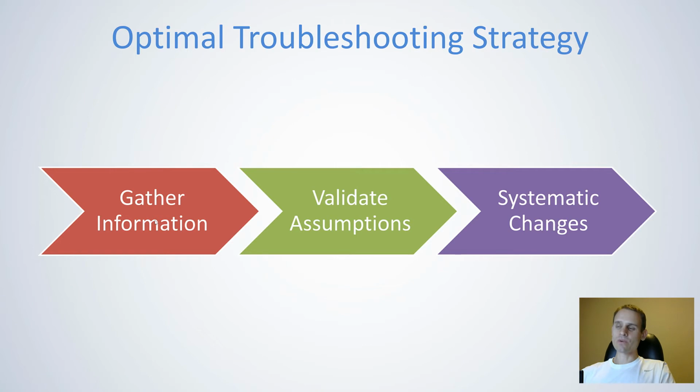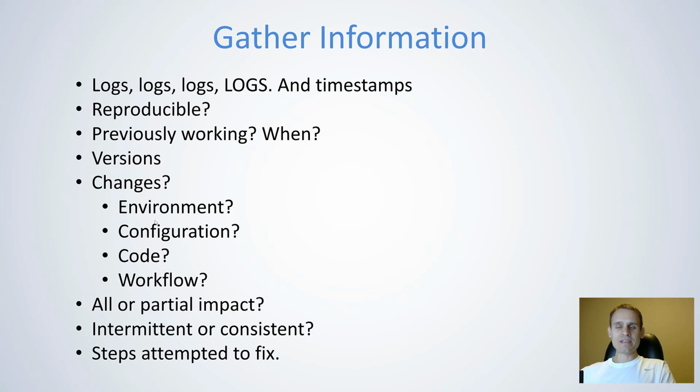And then the third piece for an optimal strategy is systematic changes. As I'll describe later, you can go about troubleshooting in a variety of different ways, and some people take a chaotic approach, which is just shooting a weapon in any direction and hoping they hit the target. And the optimal approach is to do it systematically so that you get to the end goal of solving the problem much quicker. So for gathering information, there are many pieces to this.